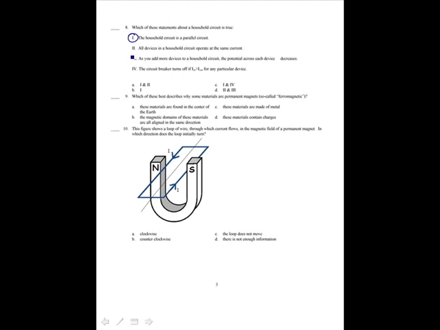Which of these statements about a household circuit is true? All right, household circuit is a parallel circuit. This statement is not true. They operate at the same voltage. This statement is not true. The potential across each device stays the same. So it's a good thing. Circuit breaker turns off if I in. Okay, this is not a circuit breaker. This would be a GFCI. GFCI turns off if I in is greater than I out. The circuit breaker, remember, limits the total current to a particular value.